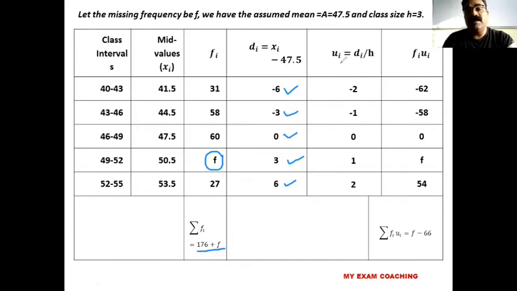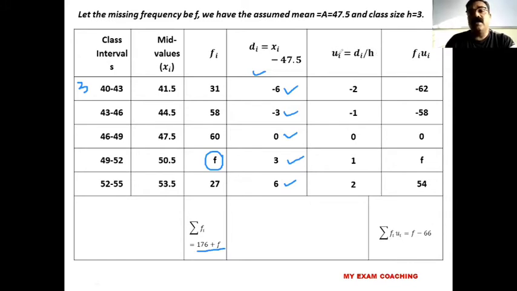Now the next column is ui. ui is di by h. What is di? Di is this column we have calculated, and h is the class interval. So here what is the class interval? 40 to 43, we have 3 as the class interval. 43 to 46, 46 to 49, 49 to 52, all class intervals are 3. So upper limit minus lower limit, 43 minus 40, we got 3. So class interval is h. h is equal to 3.